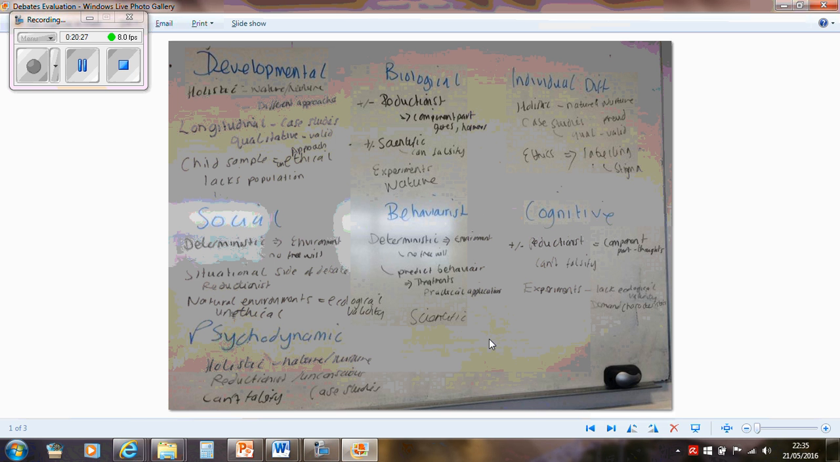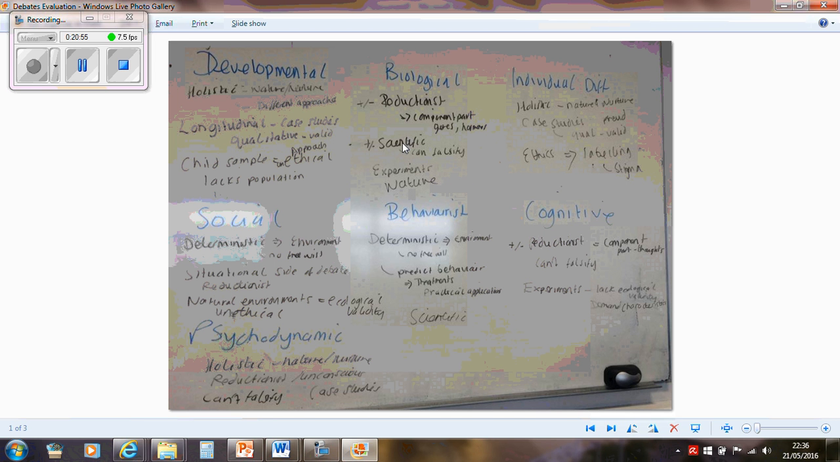Behaviourist, you can say that it's quite scientific because it's got experimental methodology, and it establishes causality similar to that point over there. And you can talk about practical applications like treatments for phobias, but then you can say it's deterministic, it doesn't allow for free will, and it's also quite reductionist because it doesn't explain your cognition and things like that, your biology. So that would be quite a good one. They probably ask you that one.